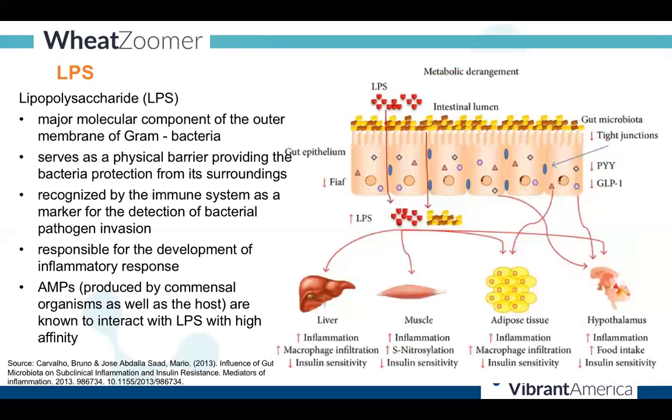So our cells are constantly sensing what's going on. Remember we learned about our dendritic cells in the last module, as well as M cells. They can sense this LPS, they pick it up or they recognize it as that bacterial foreign protein. So it can definitely trigger immune responses, even in the lumen, but especially once it gets into circulation. It's responsible for the development of that inflammatory response. It's basically the thing that triggers that. So AMPs, which are those antimicrobial peptides that are produced by commensal microorganisms, as well as by the host, humans also produce these. These are actually known to interact with LPS with very high affinity, which is a good thing. We definitely want that mechanism to work.